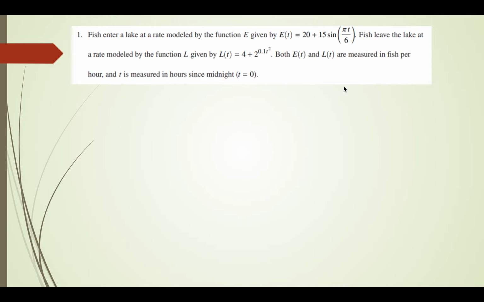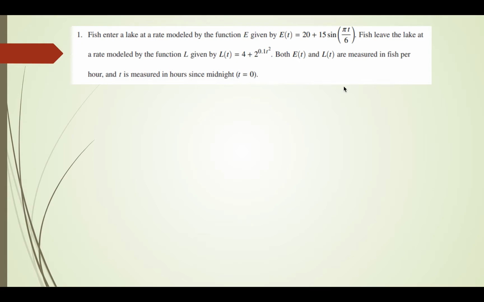For instance, if you were to integrate that E of t function over a given time period, that would tell you how many fish have entered the lake during that time period. And the same thing, obviously, if you integrate L of t, it's going to tell you the number of fish that have left the lake during that time period.